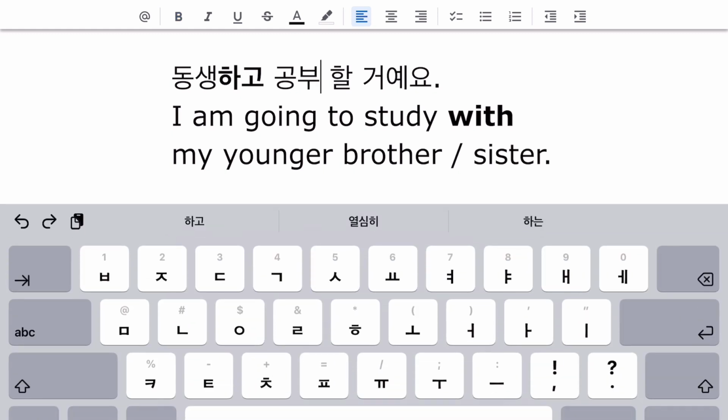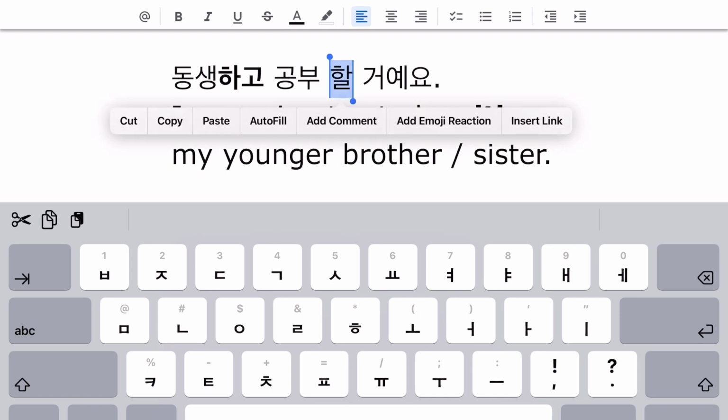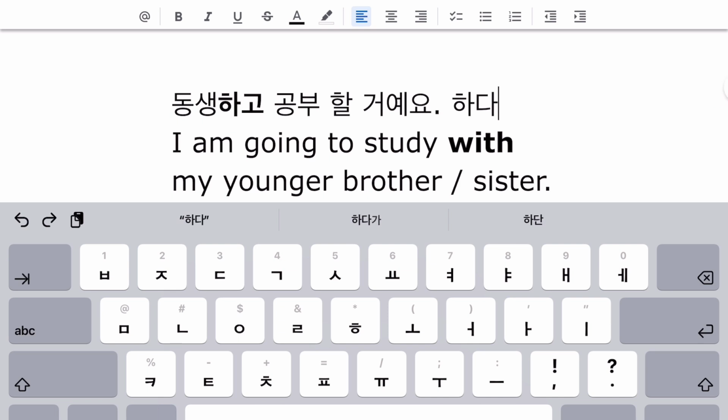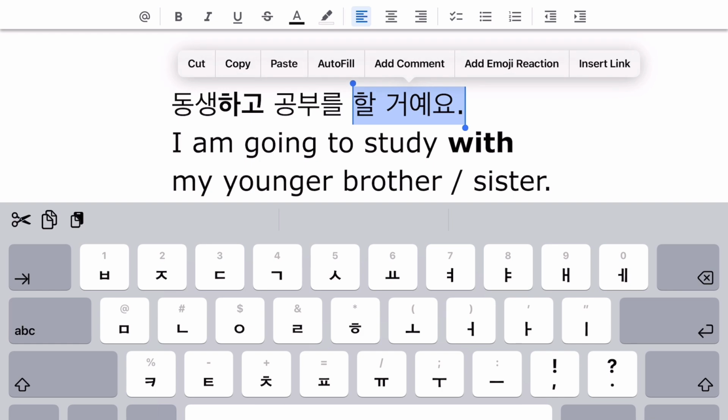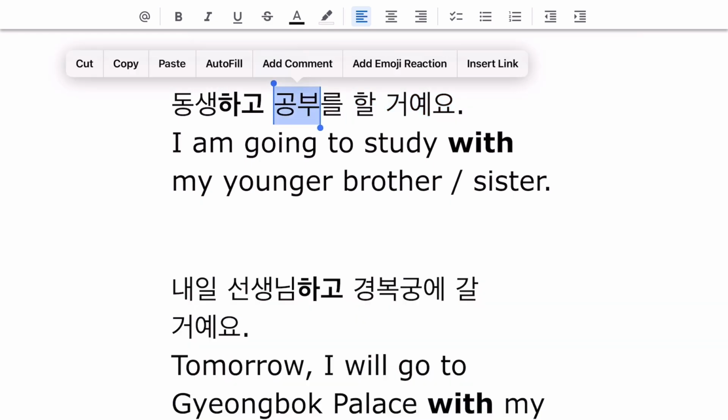So here's another situation where we have a blank particle. What do you think we should add here? Just say it to yourself. So we know 하다, right? 하다 just on its own means to do something. 할 거예요, I will do something. I'm going to do something. And then 공부 should be 공부를 할 거예요. Because what is this person going to do? They're going to study, 공부. So that is our object.